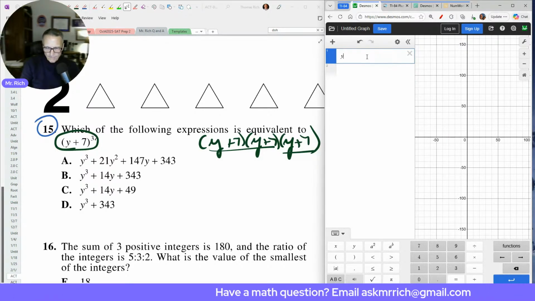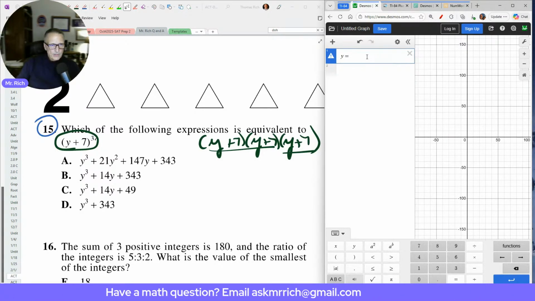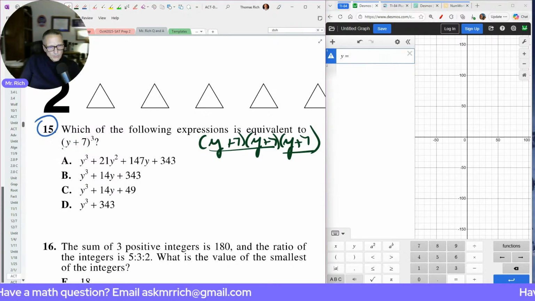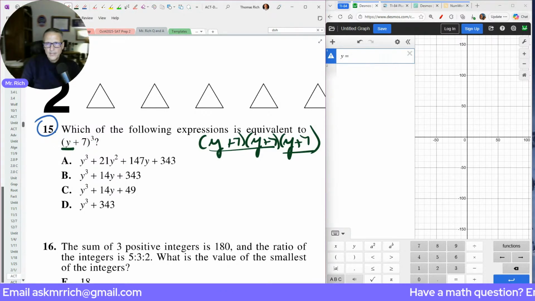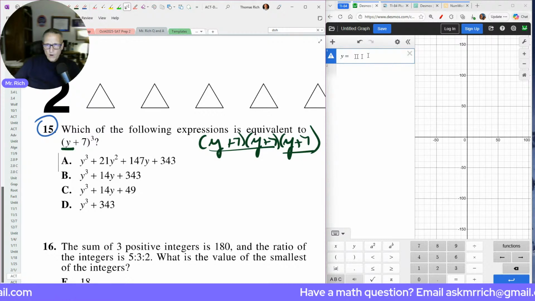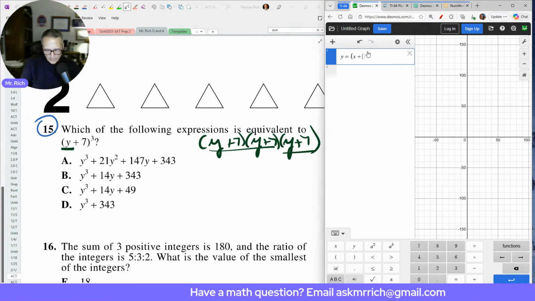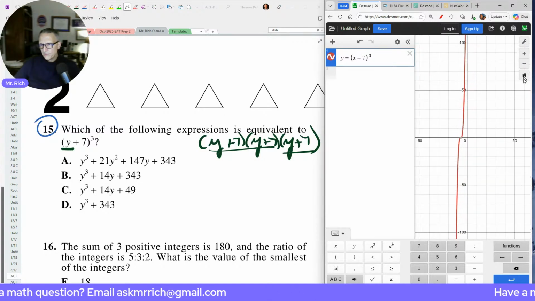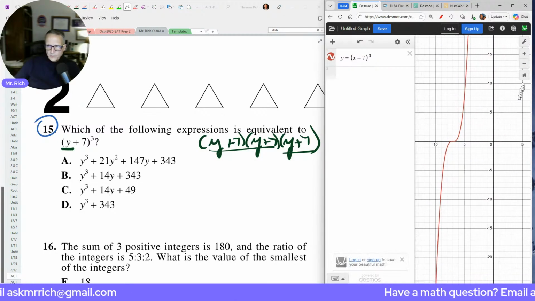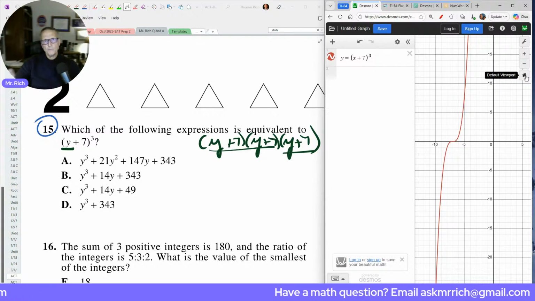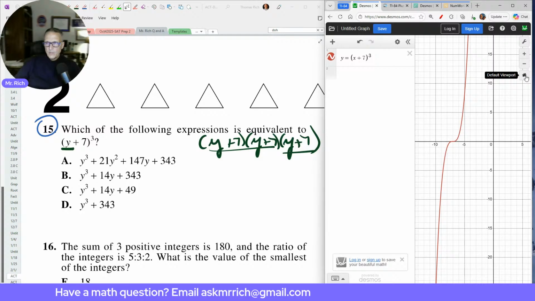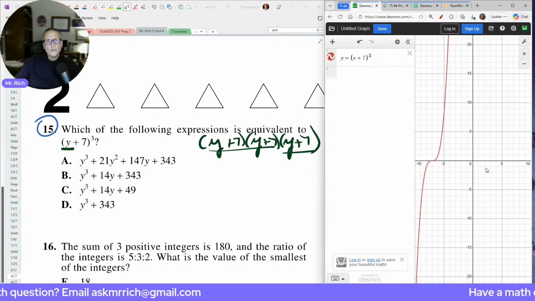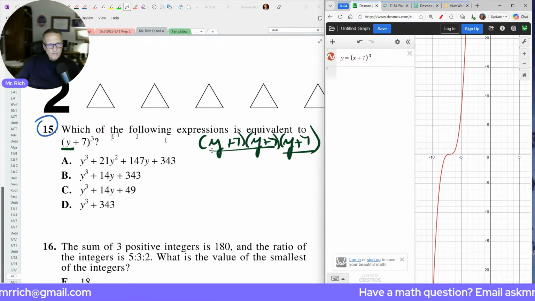I'm going to graph y equals. Now I'm going to use x here because I'm graphing this as a function. So I'm going to graph y equals x plus 7 to the third power. Okay, and I see the function right here. Notice I just hit this home button right here. So if you've been doing some zooming in and zooming out and your graph is really out of kilter, you can hit that home button. It'll recenter the graph for you. So there's the graph that represents x plus 7 to the third.